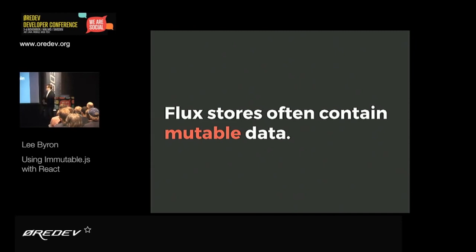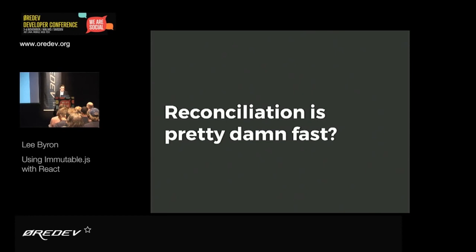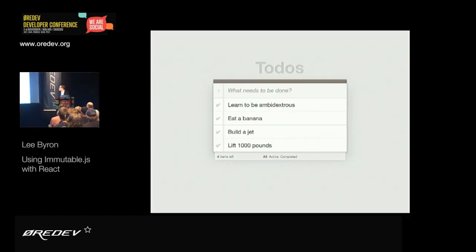which means that it's really hard to answer the question of what changed. So what most Flux implementations will do is they'll fire some event at you. They say, data that I know about has changed. Here's the new data. Do what you will. And if you're a React component, you'll say, all right, I'm going to re-render. What you'd really like to do is say, you told me that it changed, but did it really? Or if it did, what little bits of it changed? So again, reconciliation is fast, but let me illustrate this.